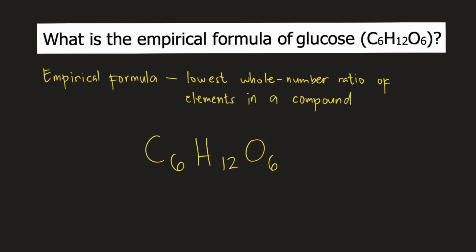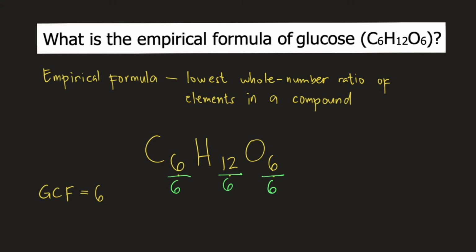C6H12O6. To get the empirical formula, what you need to do is to divide all the subscripts by their GCF, or the greatest common factor. So what is the greatest common factor of 6, 12, and 6? The greatest common factor is 6. So you divide all the subscripts by the greatest common factor.